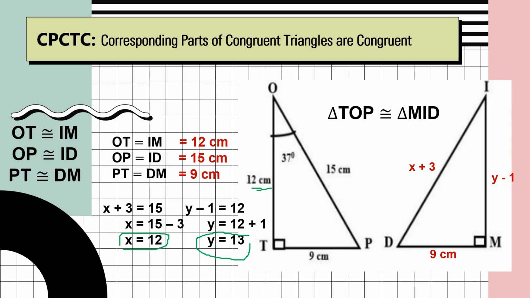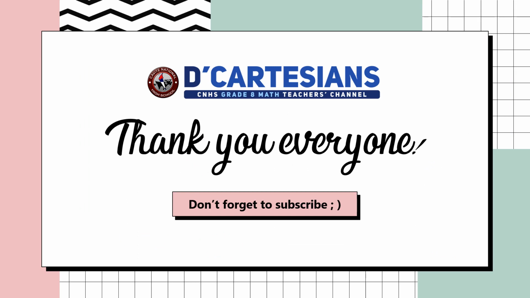Basta alam natin yung rule ng CPCTC, okay, we could use that knowledge to solve for the missing parts or the missing measurements.